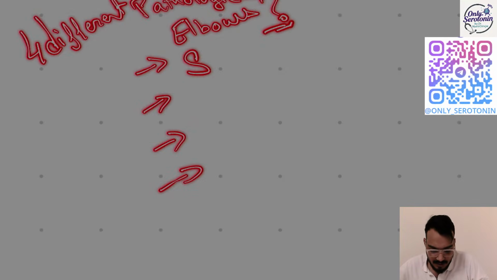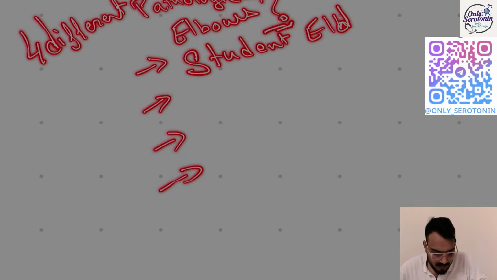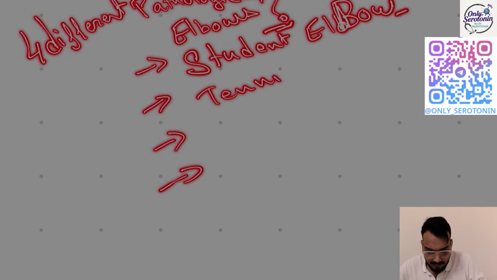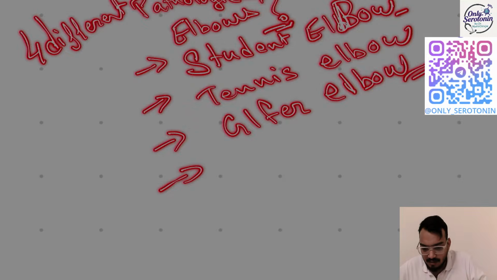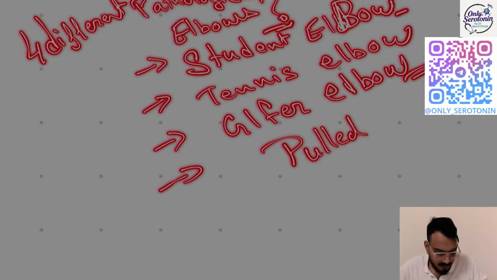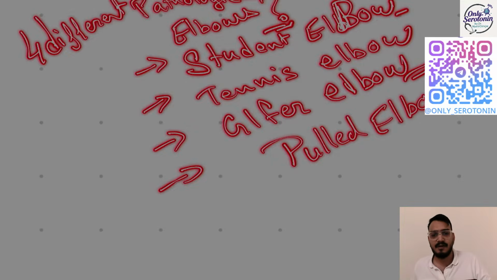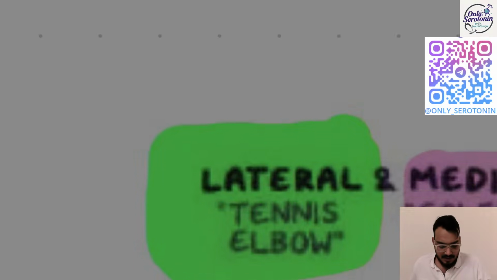Okay, so one of them is student elbow. Very good. Tennis elbow. Golfer's elbow. Good. One more is remaining, guys. What is that? Very good. It is pulled elbow. All these are my four different elbows. We are going to study about this, guys. So the first is what, guys?